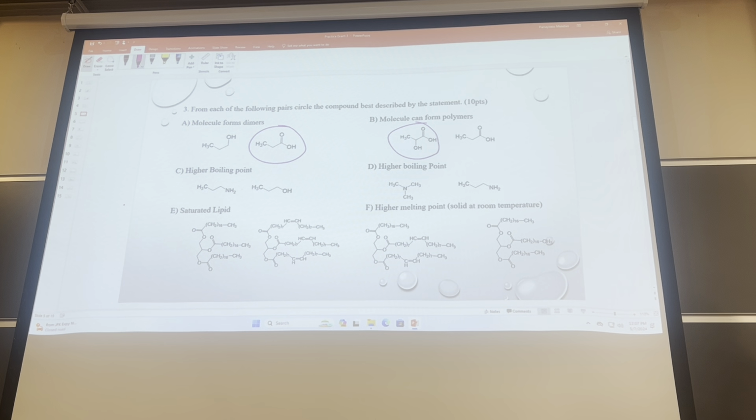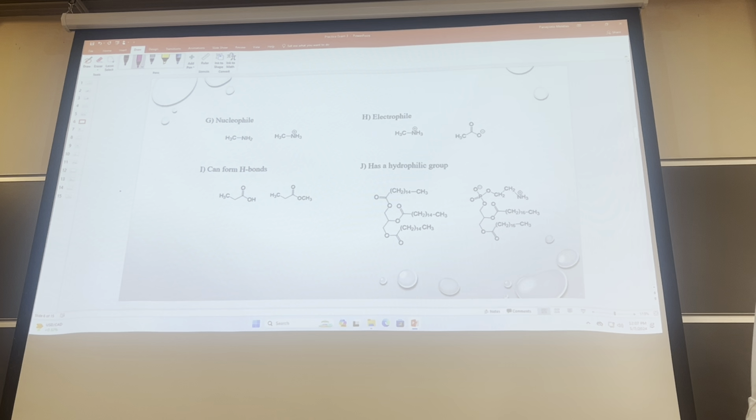Higher boiling point, an alcohol and an amine. Which one has higher boiling point? Alcohols. Stronger hydrogen bonds. Higher boiling point, tertiary amine with the primary amine. Primary amine has more hydrogen bonds. Saturated lipid, the one that has only single bonds on the chain. Higher melting point, solid at room temperature, the unsaturated lipid. Okay.